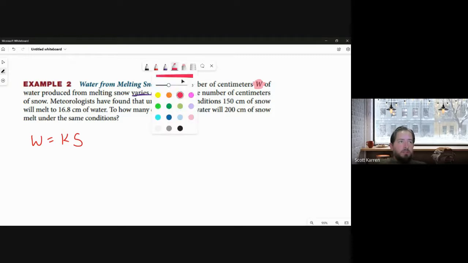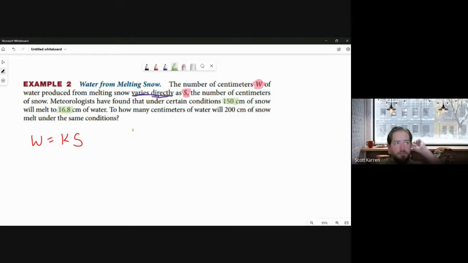And then they tell us some more information. S is the number of centimeters of snow. Meteorologists have found that under certain conditions, 150 centimeters of snow will melt to 16.8 centimeters of water, right? And so that is a way of figuring out what the constant of proportionality is. 150 centimeters of snow is S. Make sure you get it put into the right variable. But that melts down to 16.8 centimeters of water. And so then I divide each side by 150 to figure out what K is.